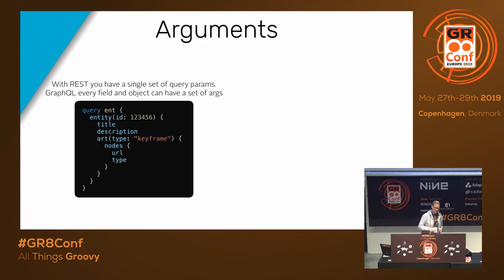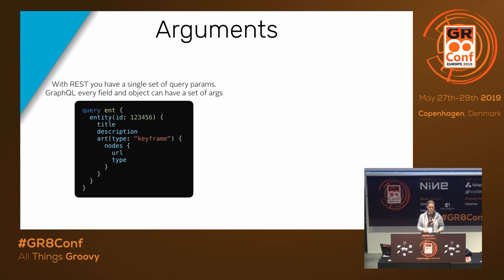Arguments. Usually with REST, you send arguments with, for example, query parameters. But GraphQL supports arguments at every level of the object. In this example, we are asking for entities. An entity in our API is either a series, an episode, a movie, or a live event. So that's the umbrella term for these four. We're asking for an entity with a certain ID. We ask for the title, the description, and the art, which is some of the images attached to that entity.